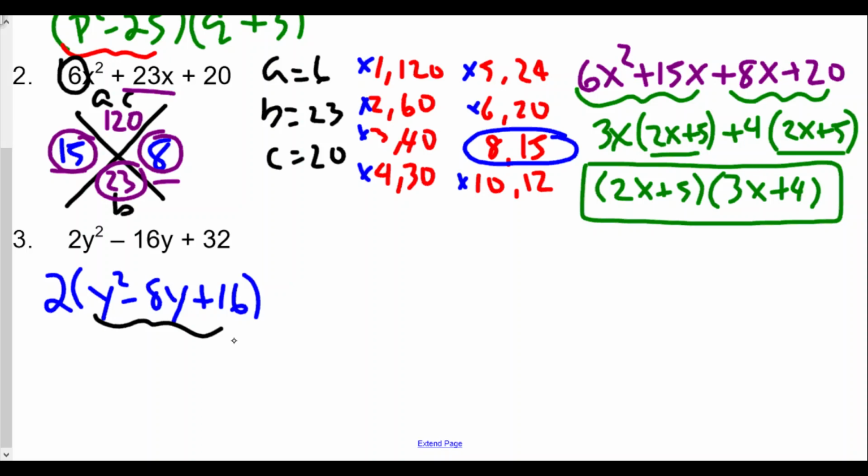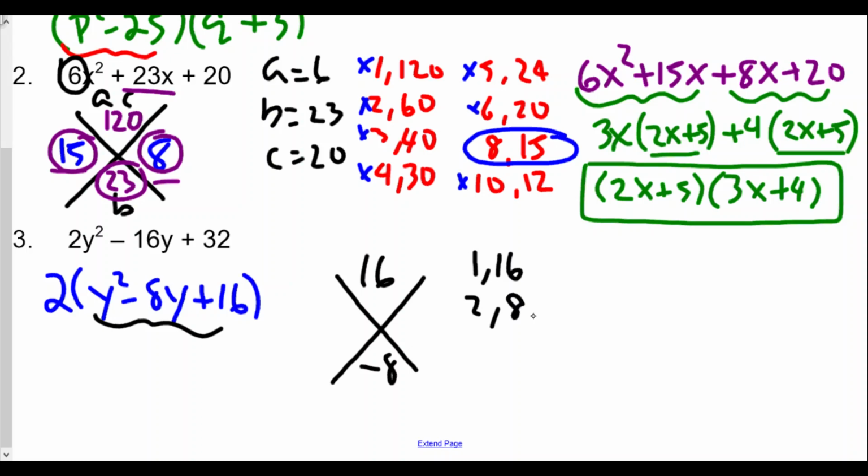All right? And so now we're looking for two numbers that multiply to 16 and add to negative 8. Why 16? 1 times 16 is 16. So you see what numbers multiply to 16. Well, I know it's definitely 1 and 16, 2 and 8, and maybe 4 and 4. That's it.